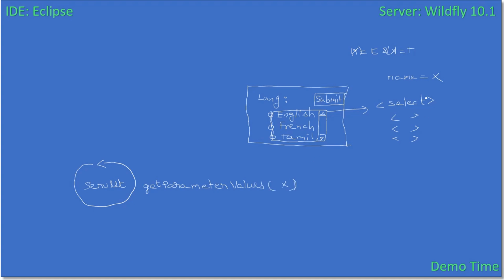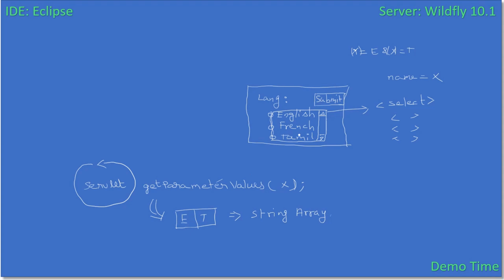getParameterValues. Here, if you see, we are supplying the name and we have two selected values. That means this will return both E and T. So this will be a string array. So this is how we can process a multiple selection.